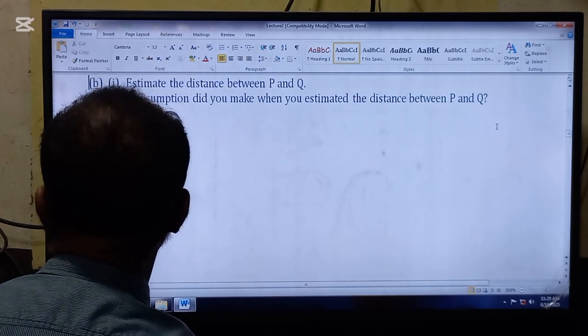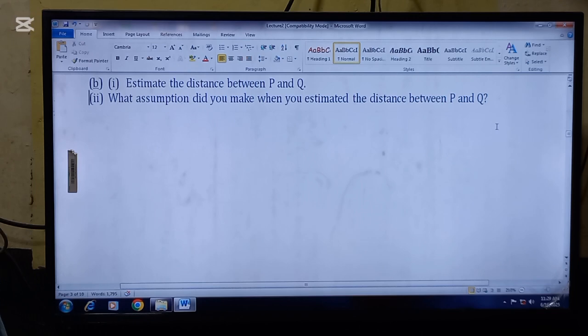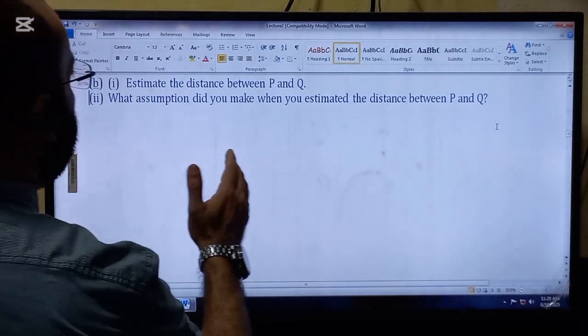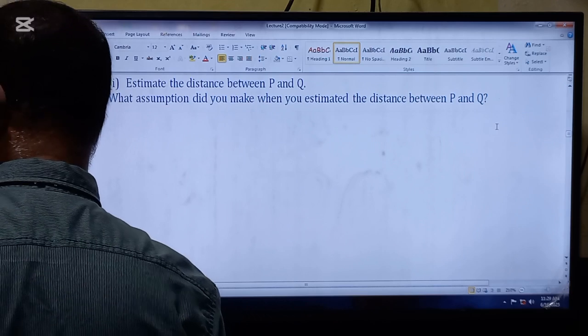The final requirement is, what assumption did you make when you estimated the distance between P and Q?